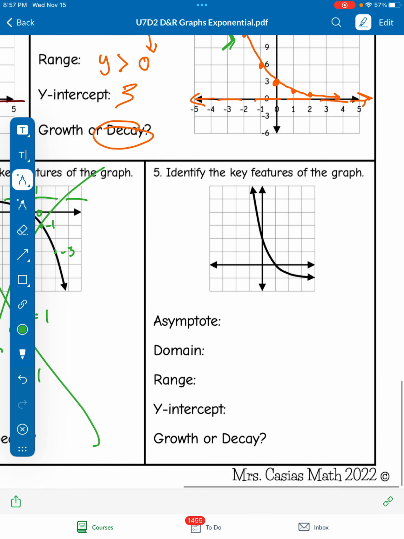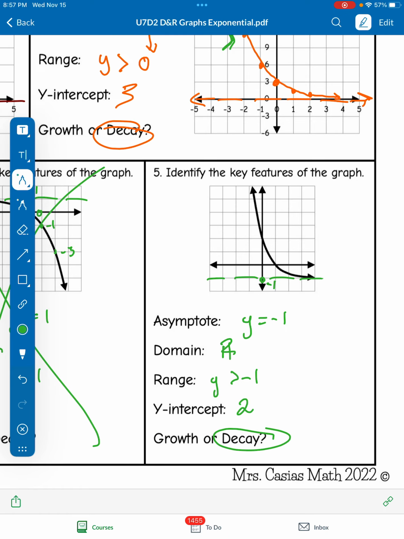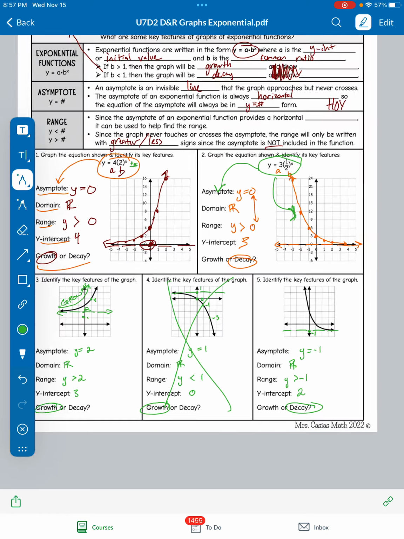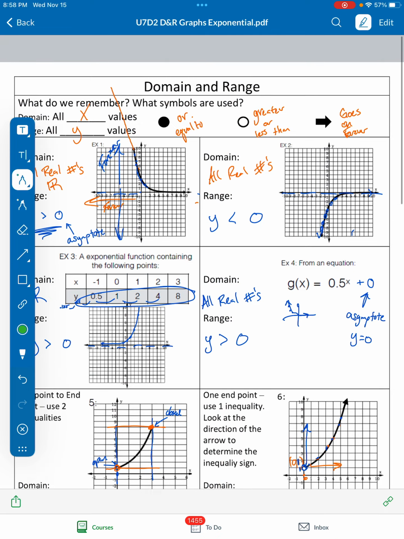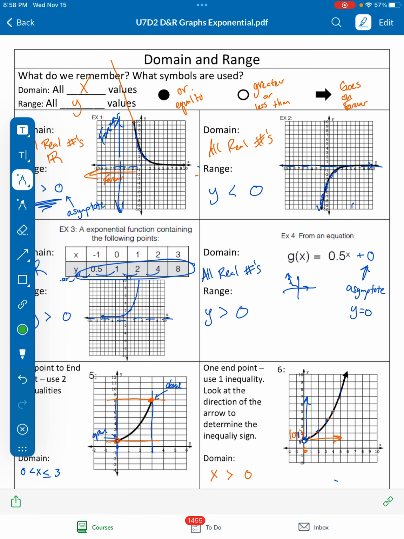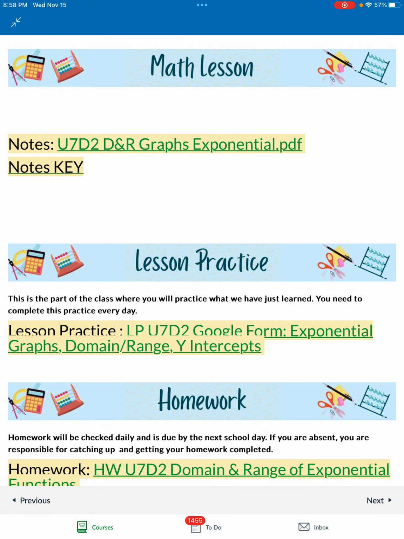Okay. Last one, now we're pros. Y equals -1, because that's where that is. Domain's all real numbers. Range is y is greater than -1. The y-intercept looks like it is at 2, and this is, nope, not growth, it's decay. Okay, so there is domain and range of exponential functions, as well as some key features.